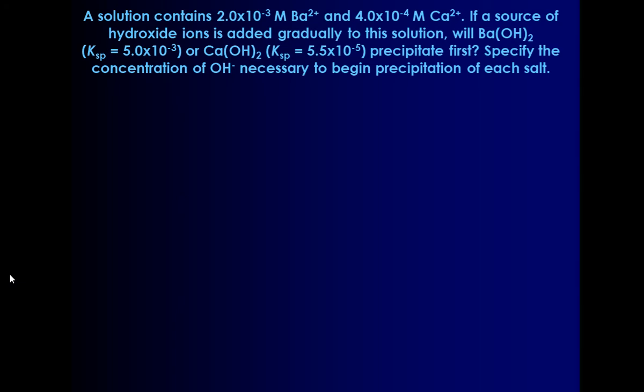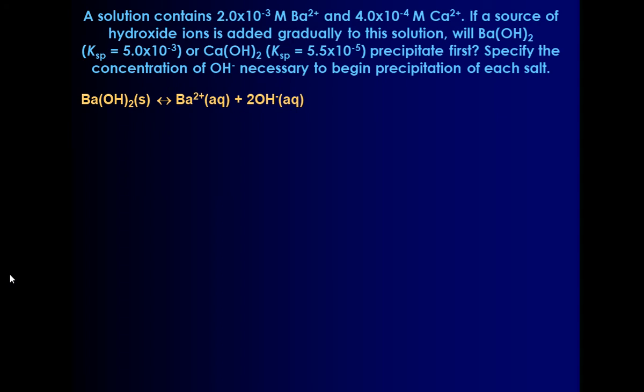And we want to know which of those two precipitates, the barium hydroxide or the calcium hydroxide, will precipitate out of solution first. And to do that, we're going to need to figure out how much hydroxide we would need for each of those two solids for precipitation to occur. So with that in mind, we're going to write out two dissolution reactions for barium hydroxide and calcium hydroxide respectively, and two KSP expressions. We're going to take one of them at a time.